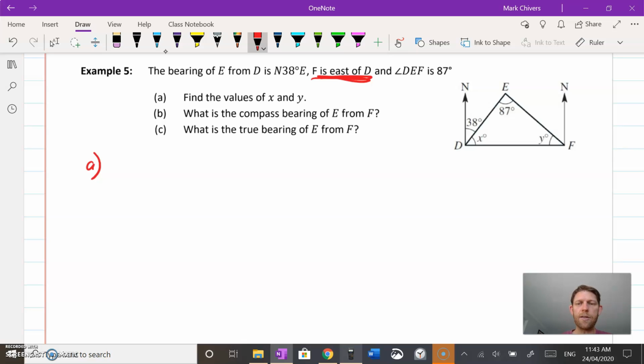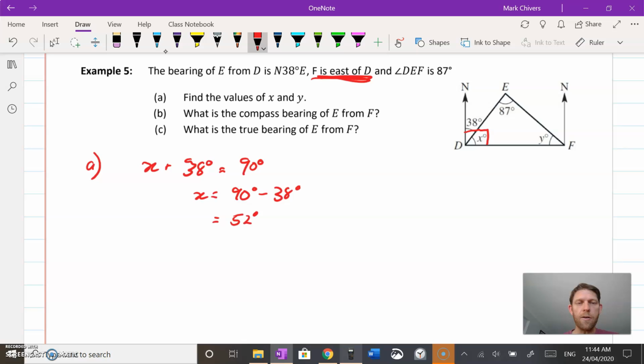So to find the angles of X and Y, clearly these are complementary angles. Complementary angles are angles shared on a 90-degree angle, so they add up to 90 degrees. Therefore, X plus 38 degrees is going to equal 90 degrees. So X is going to equal 90 degrees minus 38 degrees. That's going to be 52 degrees.